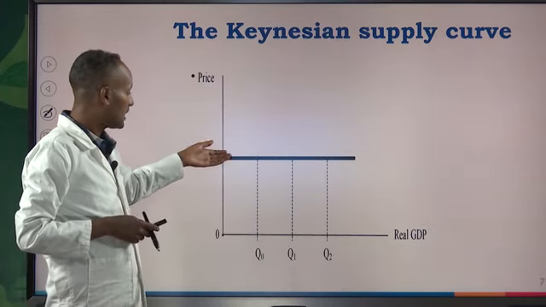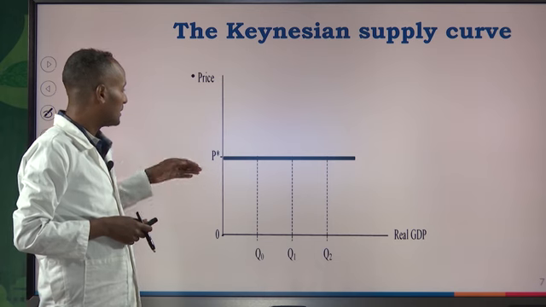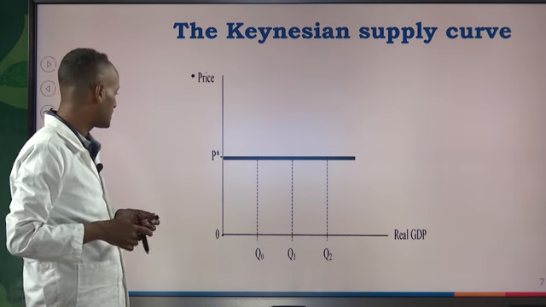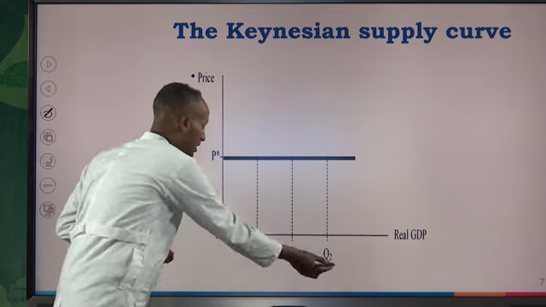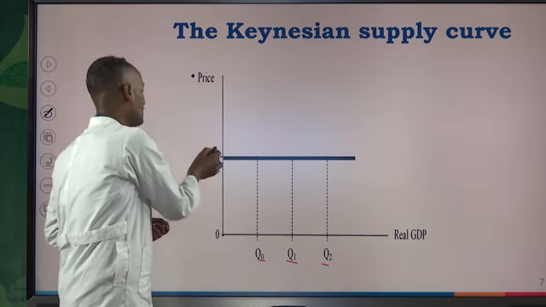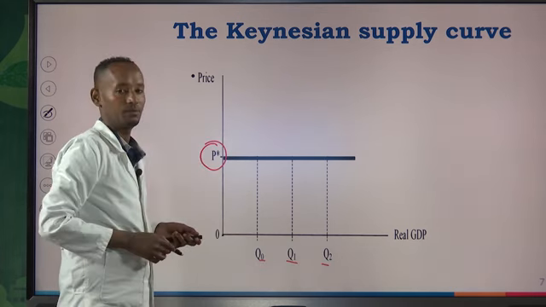This is the Keynesian aggregate supply curve, which is a horizontal straight line. This indicates that any quantity of a commodity is supplied at a given price.